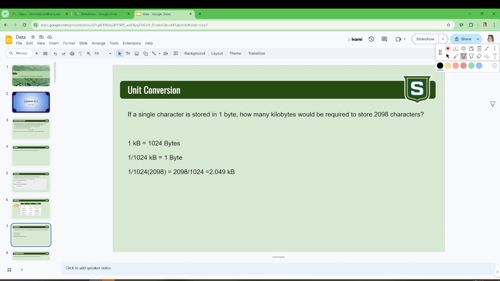On the Praxis, you're going to have multiple choice questions, and the best thing to do for that would be to just use the idea of 1,000. So your answer should be about 2.098. You would look at your options and find the one that's pretty close to it. It's not going to be exactly correct because we're using a 1024 base, but you should be able to estimate that using 1,000 pretty easily.